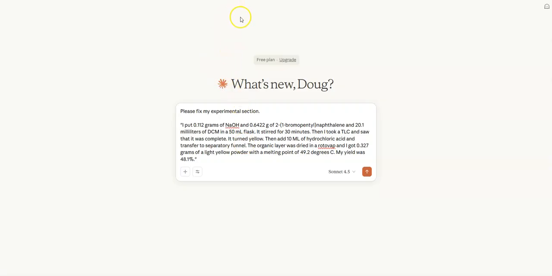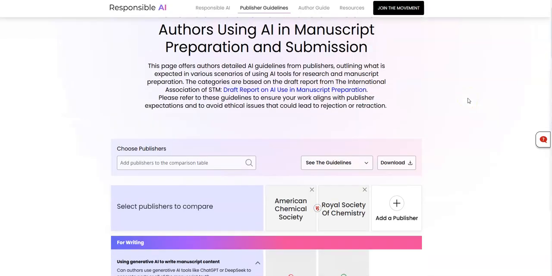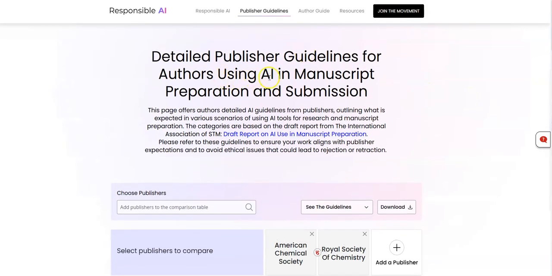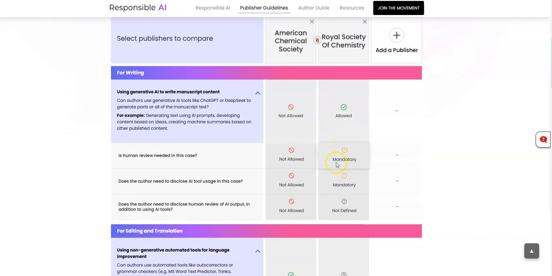When you're looking at these ethical considerations, there are websites like this one. I'll leave a link to this in the description. There are websites that look at the guidelines for the use of AI in manuscripts. So I looked at two large journals: the ACS and the Royal Society of Chemistry. They go through and say what's allowed and what's not allowed, right? ACS says you can't use Gen AI to write the manuscript. The Royal Society of Chemistry says you can, but you have to have a human review it and the author needs to disclose it.